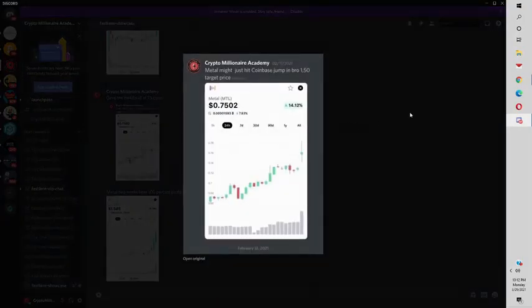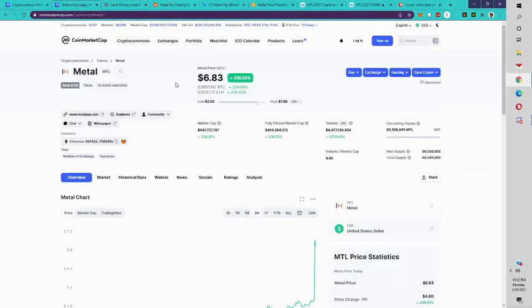So VIP members got in at 75 cents. If they held, today's price for Metal is $6.83. Wow. That's almost a 600% gain. As you can see, the high for today for Metal was $7.86. So that's a lot of gain.